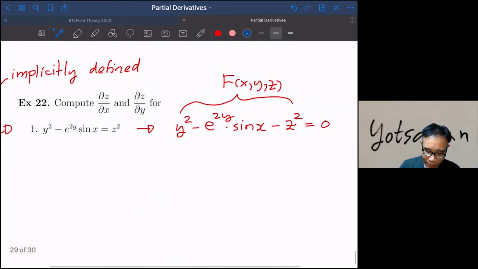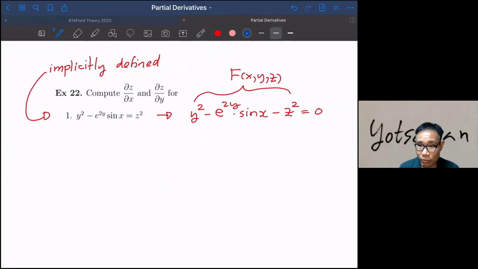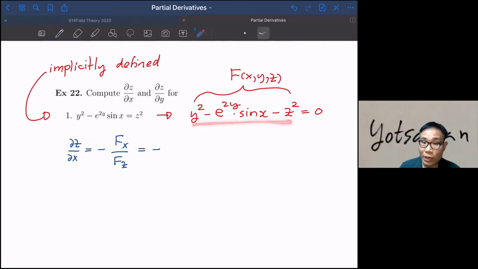So you see that I declared the function capital F(x, y, z) already, and we're going to compute dz/dx. dz/dx will be negative Fx over Fz. So you would just differentiate this guy with respect to x. You differentiate this guy with respect to x. What do I get? It's going to be 0. It's going to be differentiate with respect to x, so you get cos x.